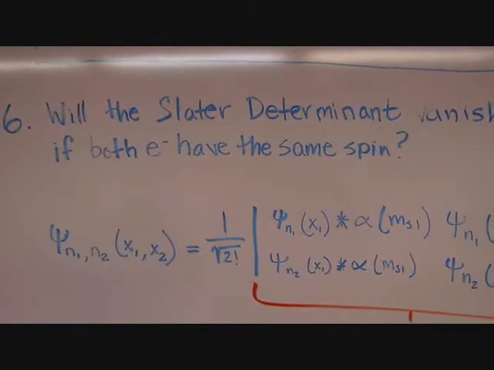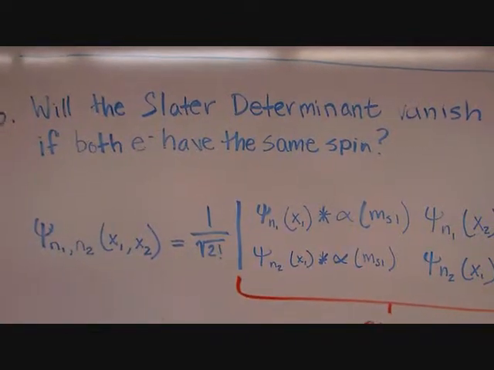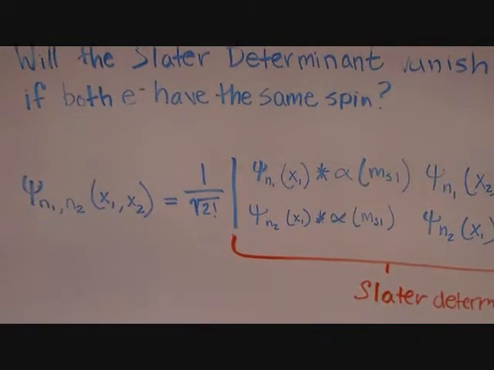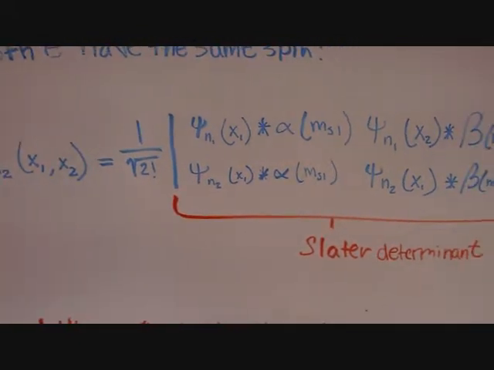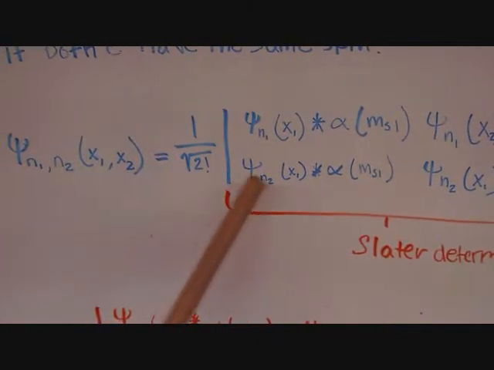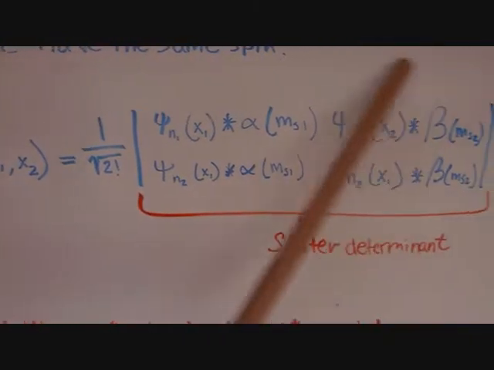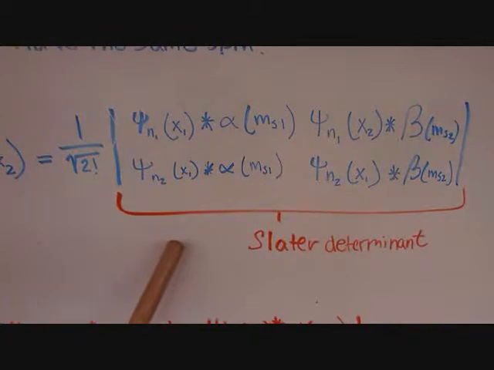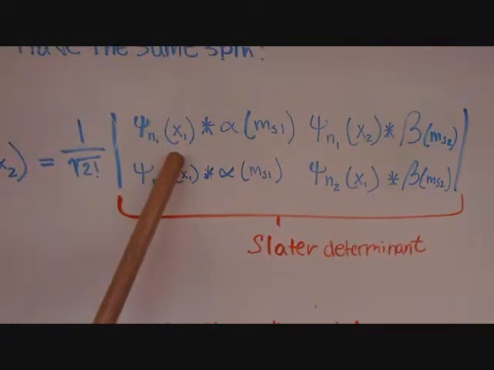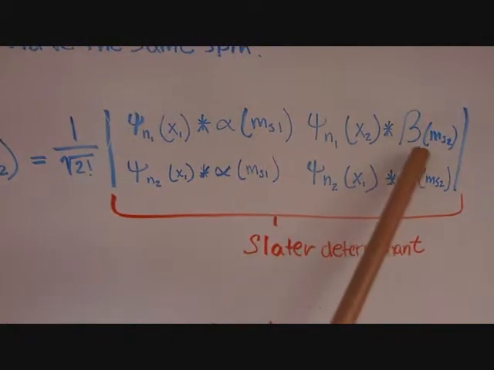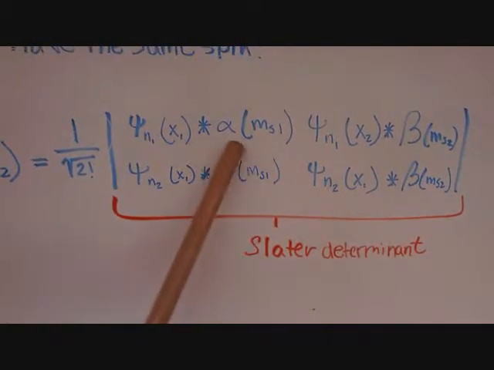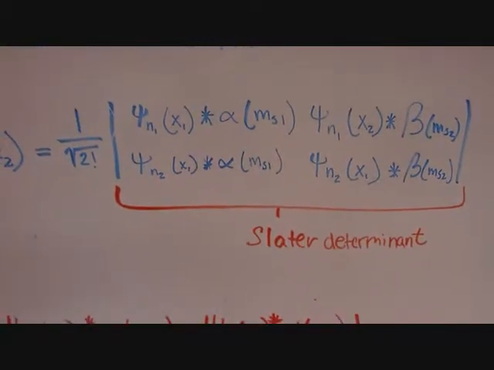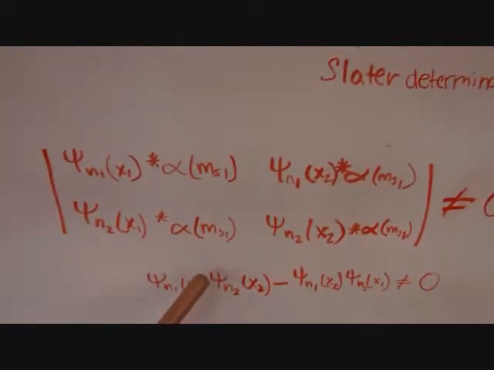The sixth question we were asked was, will the Slater determinant vanish if both of the electrons have the same spin function? We can see right here in this equation, this is our wave function basically in matrix form. This right here is the Slater determinant, and we want to see if this determinant equals 0 if each particle, that is x1 and x2, have the same spin function. That is, they're either all alpha or all beta. For our purposes here, we chose all alpha. It doesn't really matter.